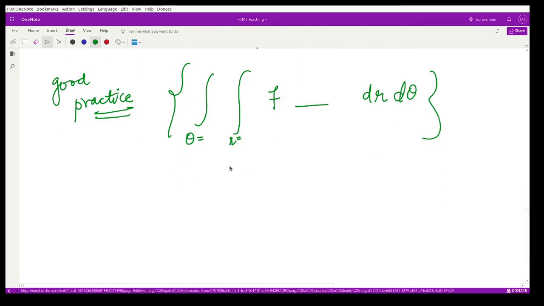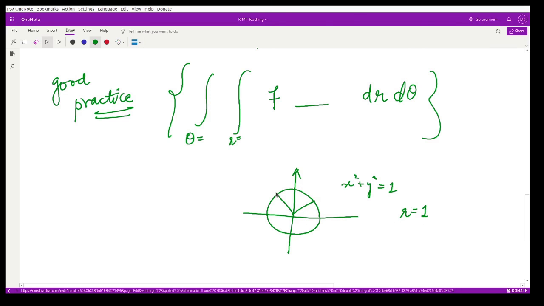And how do you take the limits? Suppose we are talking about this particular circle having equation x square plus y square is equal to 1. So in this case, what is your r? R is equal to 1, because the radius here is equal to 1. At any point, if you take any point, the radius is going to be 1, and the angle here varies from 0 to 2 pi, right? So your theta varies from 0 to 2 pi.